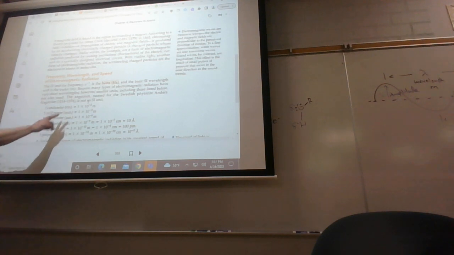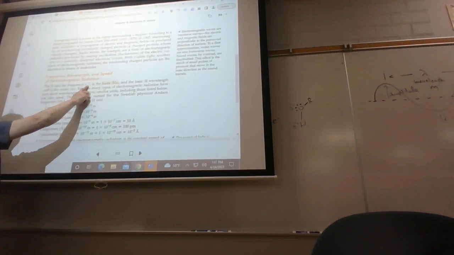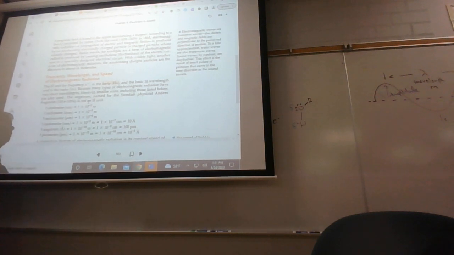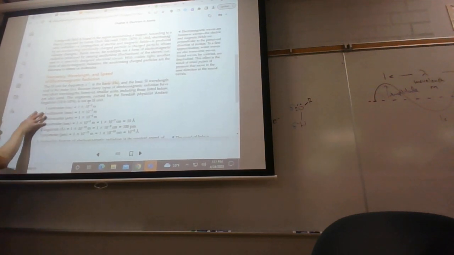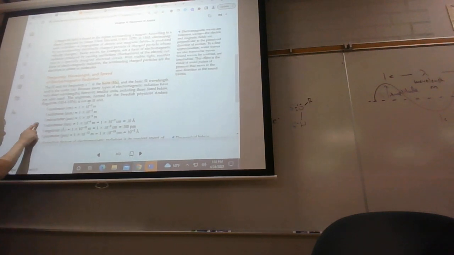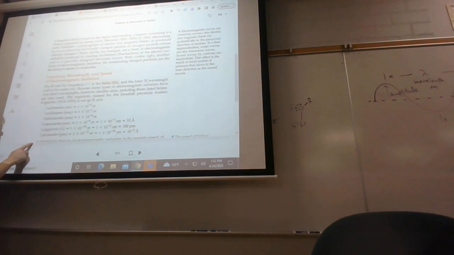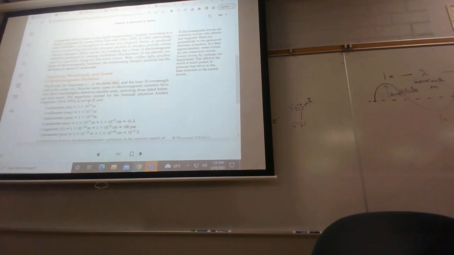So the SI unit for frequency is the hertz, abbreviated Hz, cycles per second. Wavelength is typically in meters, but sometimes that's not so convenient. So we see wavelengths on the order of centimeters, millimeters, micrometers, nanometers, angstroms, picometers. Those are all common units for wavelength.